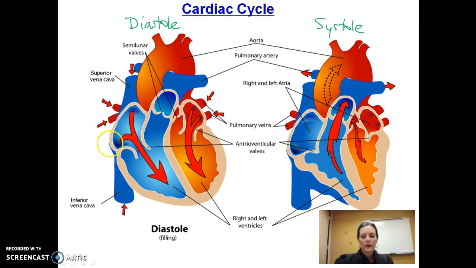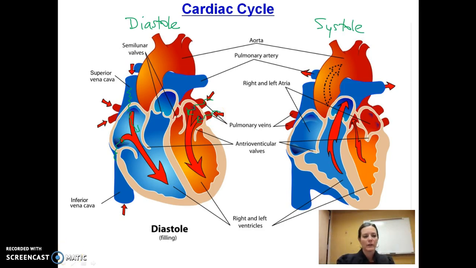And during this phase, the blood is just passively coming into the atria from the superior and the inferior vena cava, and also coming in to the pulmonary veins from the lungs. So when the two atria are relaxed, they are both being filled at the same time from different parts of the body. The vena cava are bringing the blood in from the body, and the pulmonary veins are bringing the blood in from the lungs.